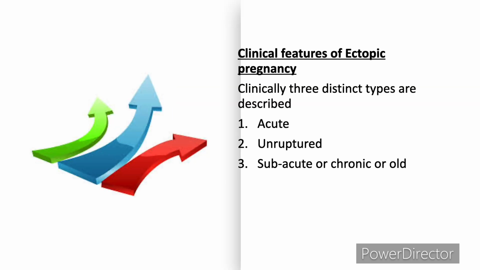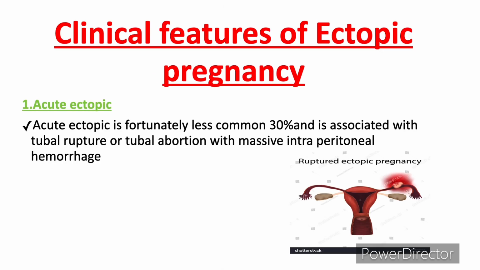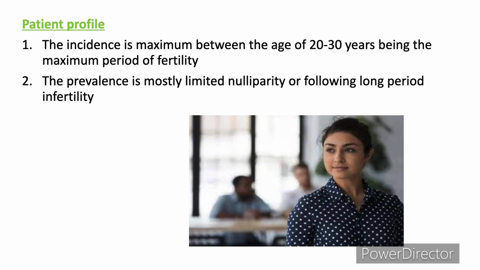Moving on to the clinical features of ectopic pregnancy. Clinically, three distinct types are described, that is acute, subacute or unruptured, and chronic or old ectopic. Clinical features of ectopic pregnancy. Acute ectopic is fortunately less common, 30%, and it is associated with tubal rupture or tubal abortion with massive intraperitoneal hemorrhage. So these are the symptoms which you can see in case of acute ectopic, which leads to tubal rupture or tubal abortion.